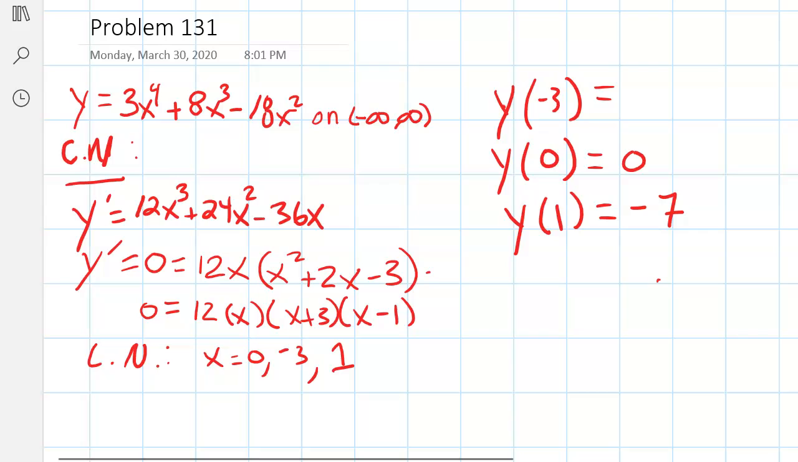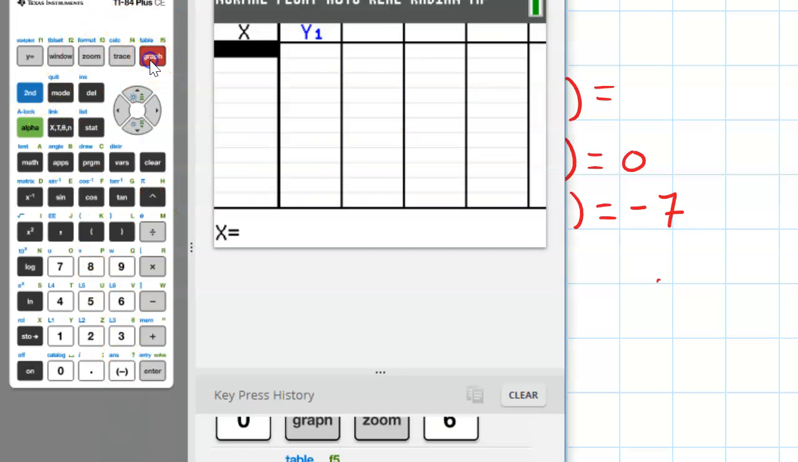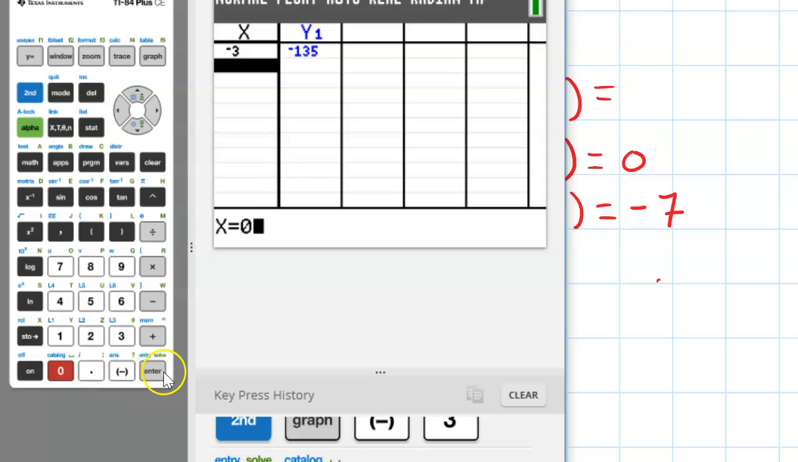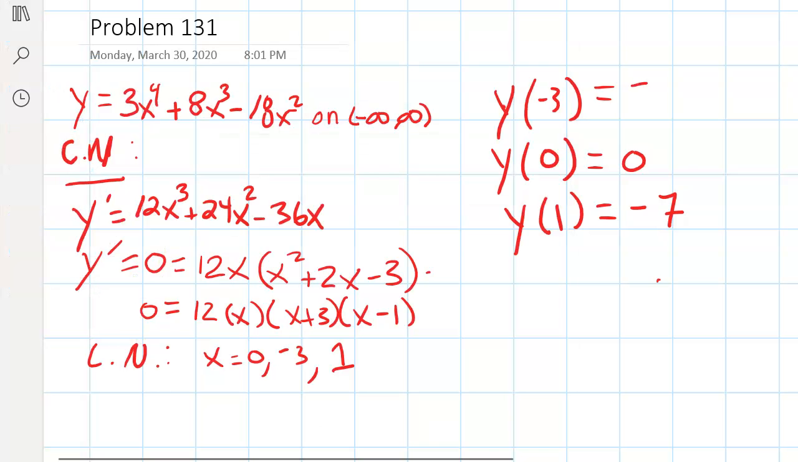So I'll go ahead, pull up the calculator again, go to second table, and just for confidence, we'll put -3 in here. We'll use the calculator. -135. We could put 0 if you wanted to. And we got 0 and 1. We said we got -7. We'll go ahead and verify that as well. So at -3, we're at -135. So notice the shape of the graph is doing something like this.